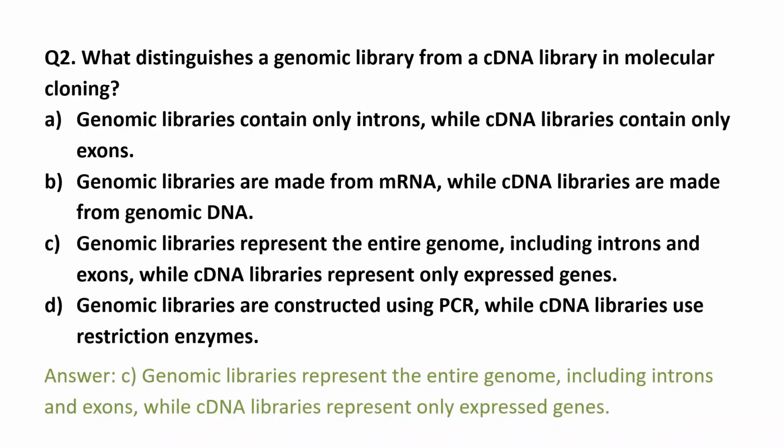So the correct answer is C. Genomic libraries represent the entire genome, including introns and exons, while cDNA libraries represent only expressed genes. So genomic libraries are constructed using the total chromosomal DNA of an organism, which include coding regions, basically the exons, and the non-coding regions.